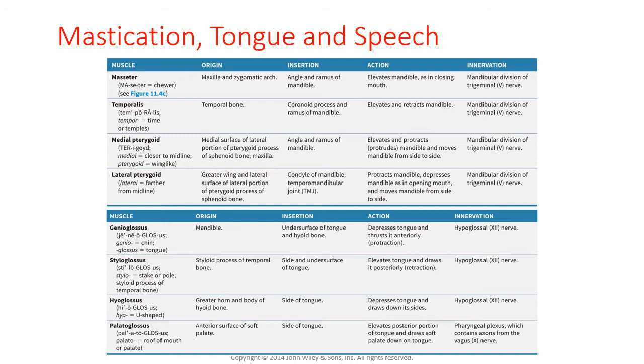And of course the palatoglossus muscle. The only one that's going to be the oddball out of those 4 muscles that's not innervated by the hypoglossal nerve is going to be innervated by the vagus nerve, cranial nerve number 10, and also the pharyngeal plexus. It's going to elevate the posterior portion of the tongue and also draw the soft palate down upon the tongue.